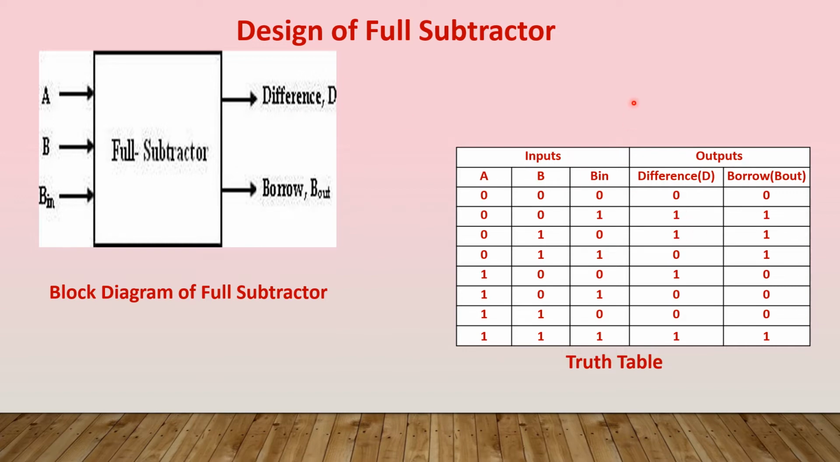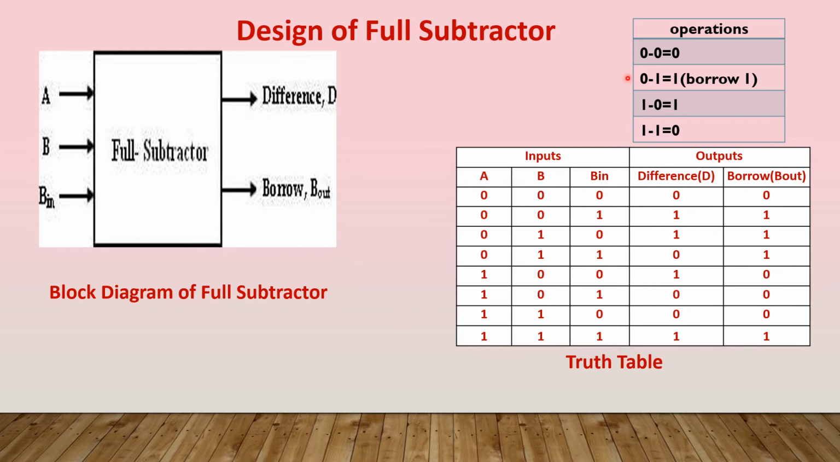As I told you, we can just remember that operation table. So this is the operation table for the subtractor. 0 minus 0 is 0. 0 minus 1 is difference 1 as well as borrow is equal to 1. If it is 1 minus 0, then difference is equal to 1. If it is 1 minus 1, then difference is equal to 0. So by using this subtractor operation, we can write the truth table.